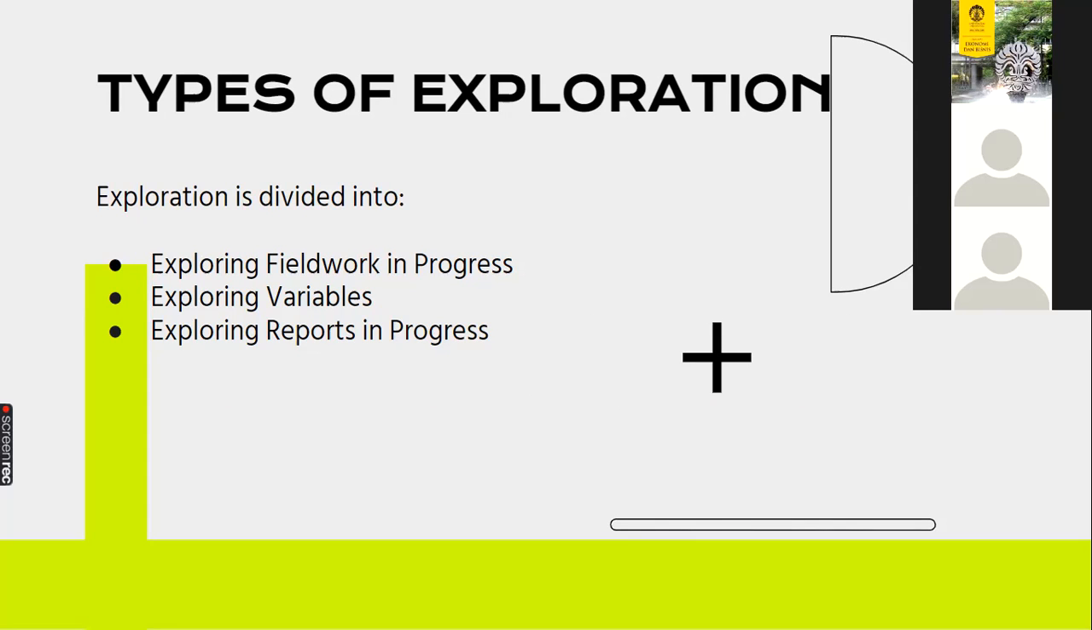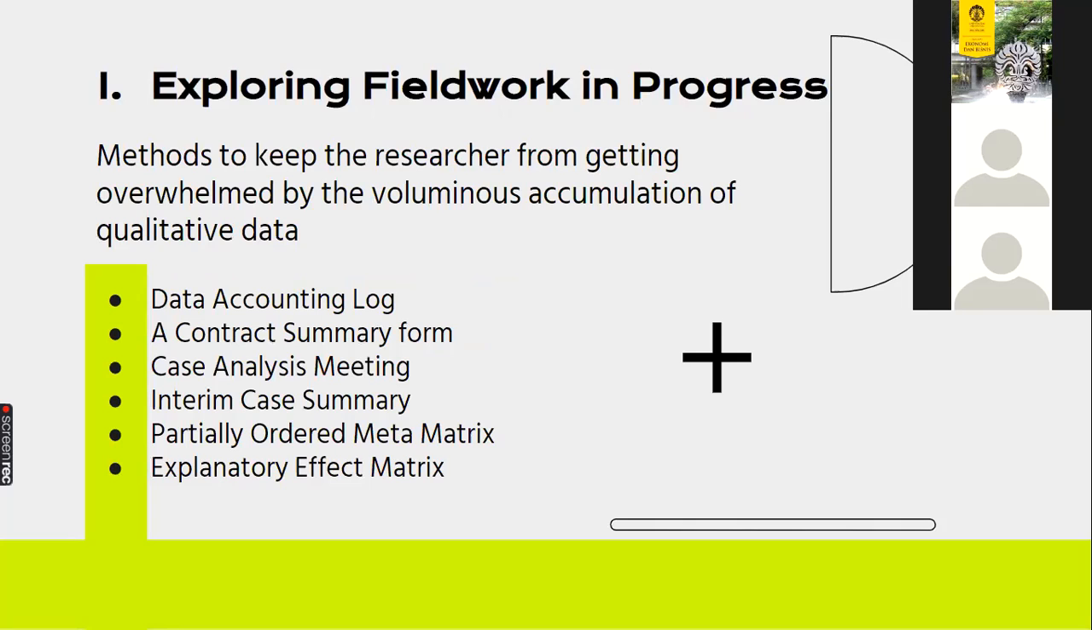So normally, exploration is divided into three types, which we are going to discuss one by one later on. The first one is exploring fieldwork in progress. The second is exploring variables. And the last one is exploring reports in progress. Next slide. So the first type is exploring fieldwork in progress. It can be done to see the methods that keep the researcher from getting overwhelmed by the voluminous accumulation of qualitative data.